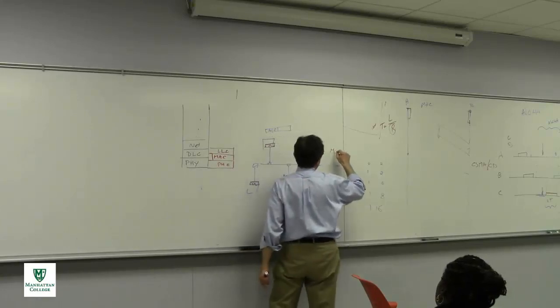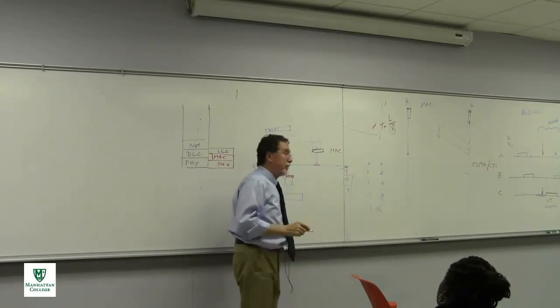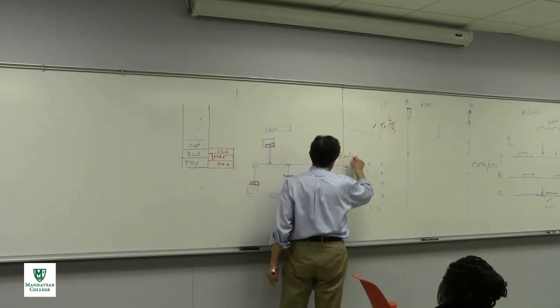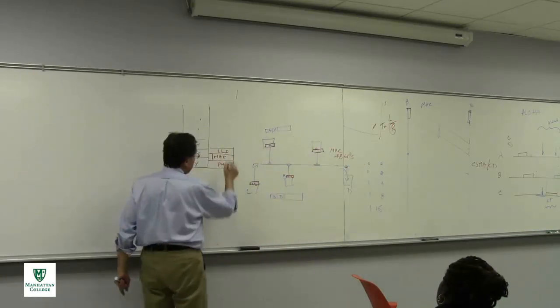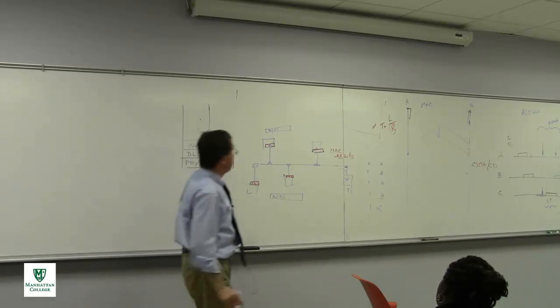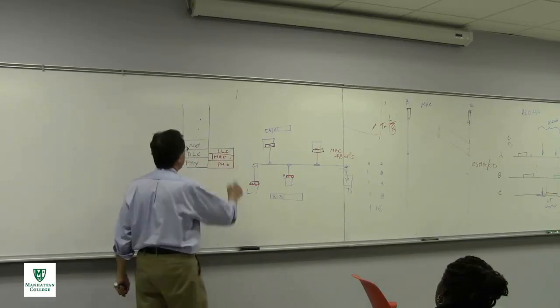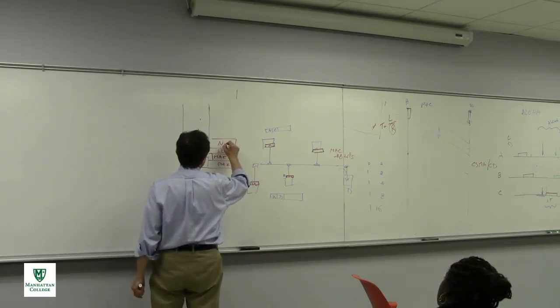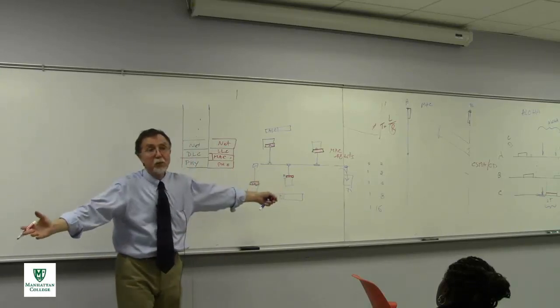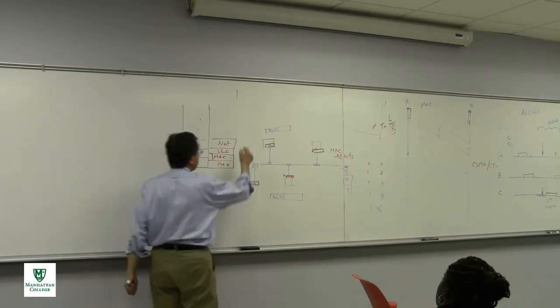MAC address. MAC address is 48 bits. The MAC address goes here. MAC address goes at this level. Okay? The MAC address is different from network address. Network address in TCP/IP protocol is what? It's IP address.